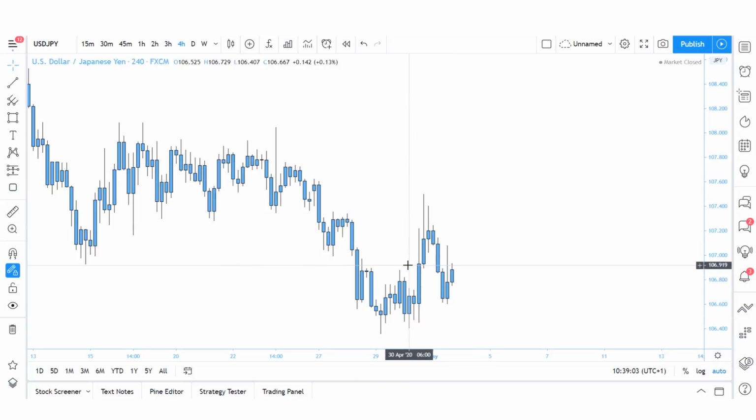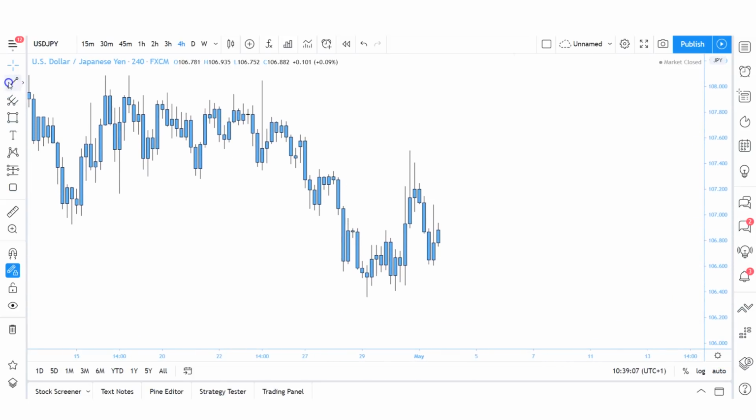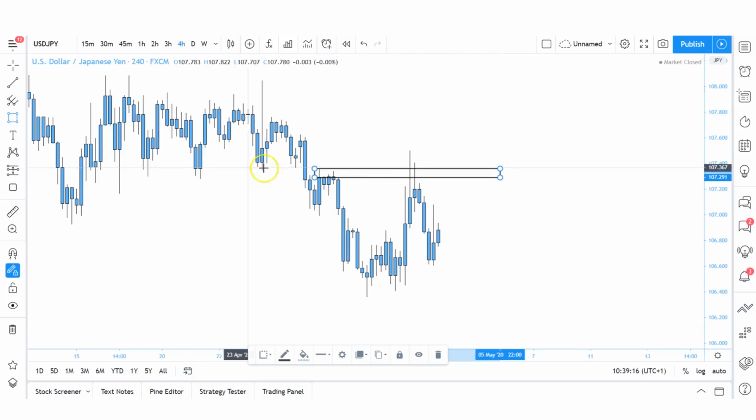The next pair that we'll take a look at is UJ. Now the structure of this market is really not that clear. We were waiting for price to break out of this consolidation last week and look for those retests, which we had. So we know that in and around this level here, it is a key level. We had the retest of the structure and now we see price reacting here again.